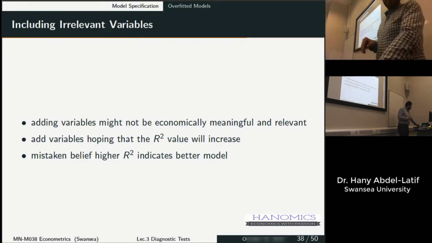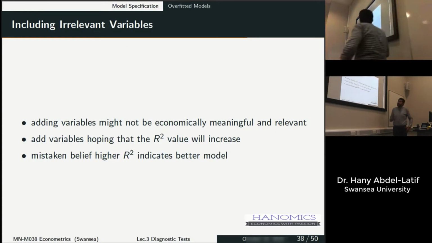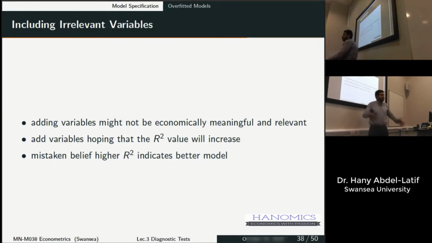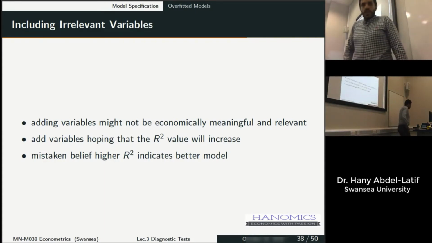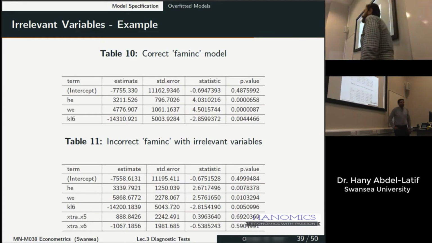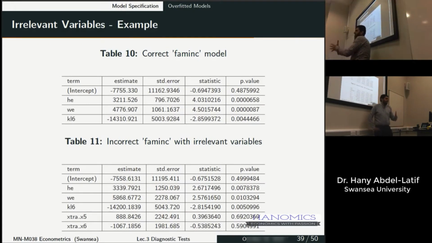So if we add variables that are not economically meaningful or relevant, that are not really related, and some people just add more variables and see, oh, R squared is increasing every time I add new variables, so that's good, that regression sounds good. That's actually a mistake. Okay? So I'm showing an example that is a typical example for this situation.